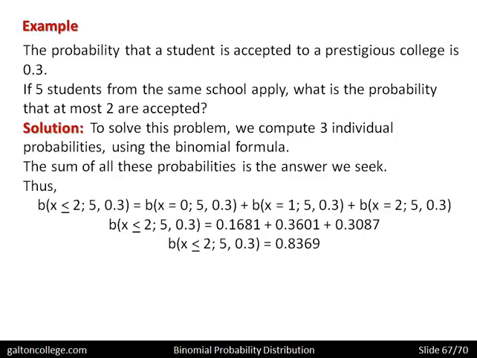And x equals 2. And then if we write that underneath, we find the probability that at most 2 are accepted is 0.83. Using Excel, we could use the binomial distribution and type in that expression and it'll give you the same answer.